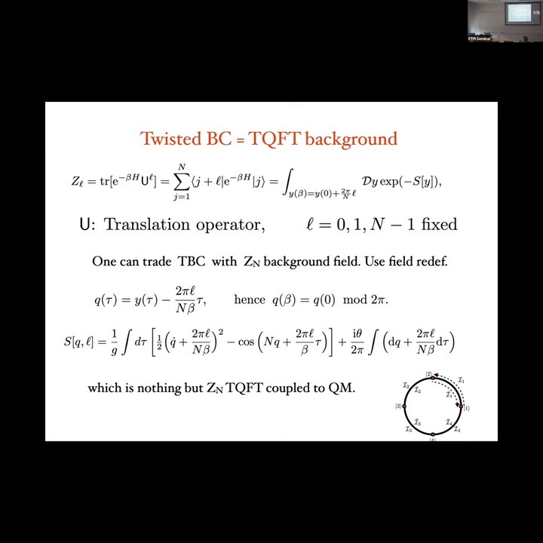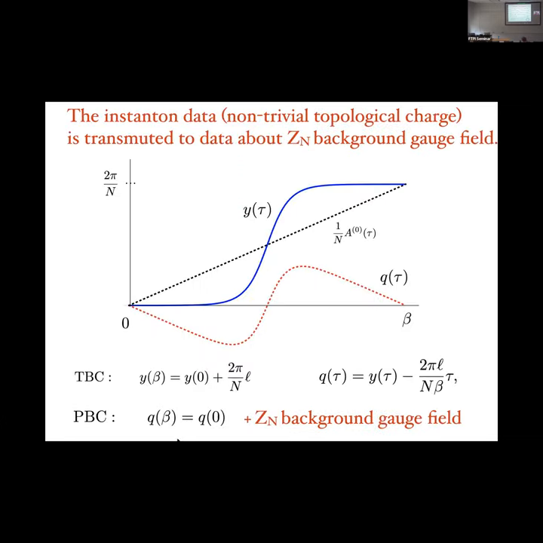Now, of course, we can undo this twisted boundary condition. We can make paths periodic by a field redefinition. So this phi is twisted, but we can make it periodic by this field redefinition. And now if you write down the action in terms of Q as we did originally, instead of Q dot, we obtain this background. And instead of the potential, it's also modified in this manner. And instead of the usual topological term, we obtain this modified topological term. Okay, so this is the meaning of coupling of quantum mechanics to ZN TQFT.